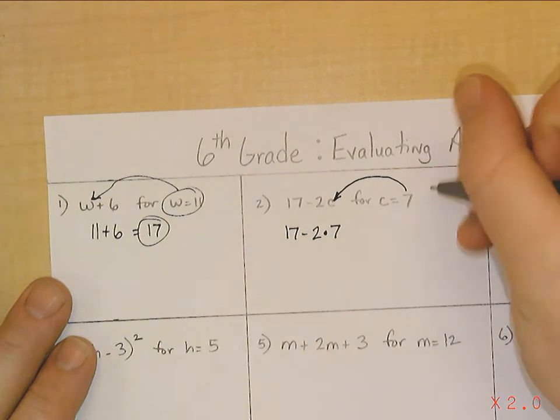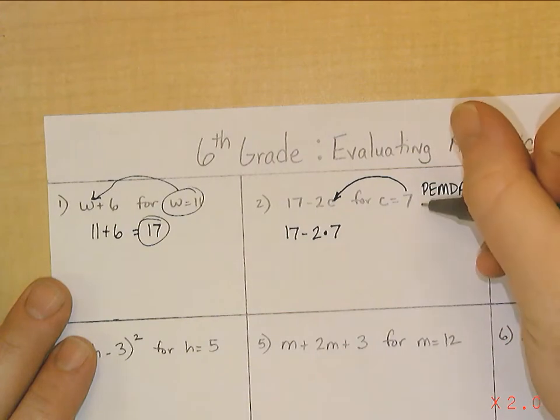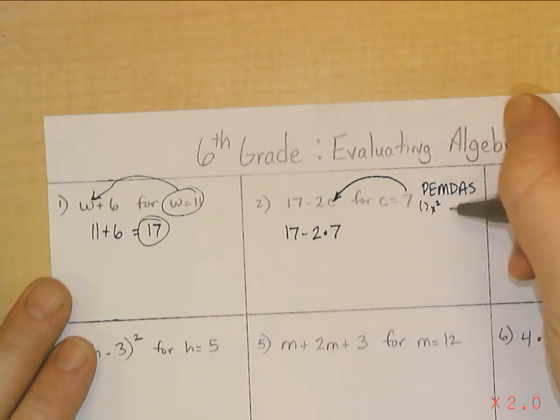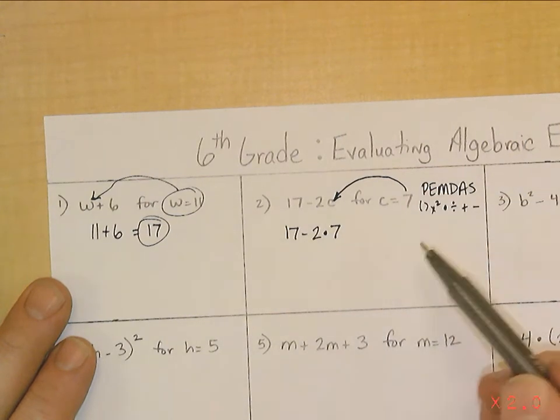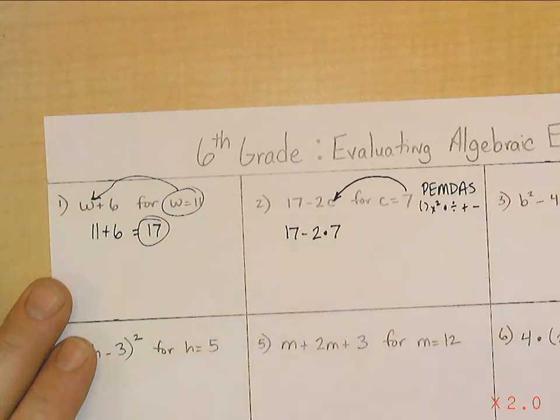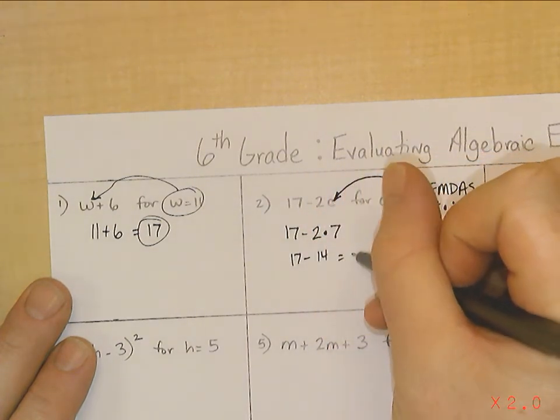Please excuse my dear Aunt Sally. Parentheses, exponents, multiply, divide, add, subtract. So we're going to multiply before we subtract. So this is going to be 14. 17 minus 14 is 3.